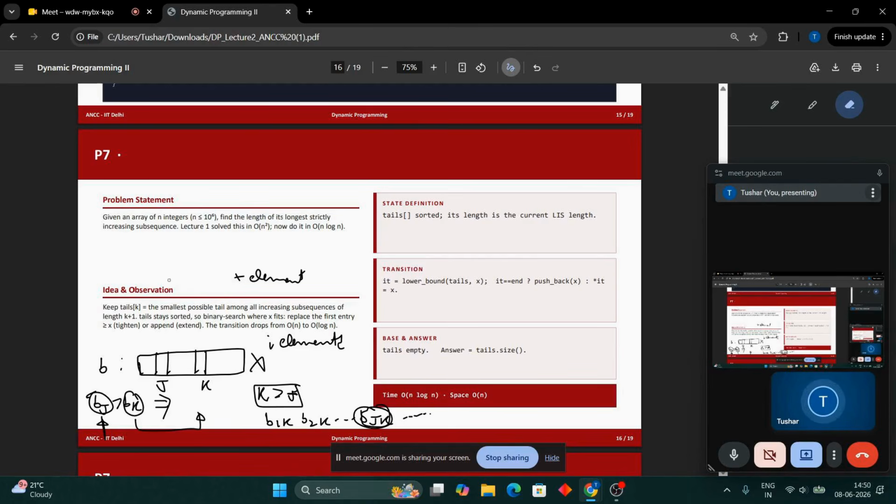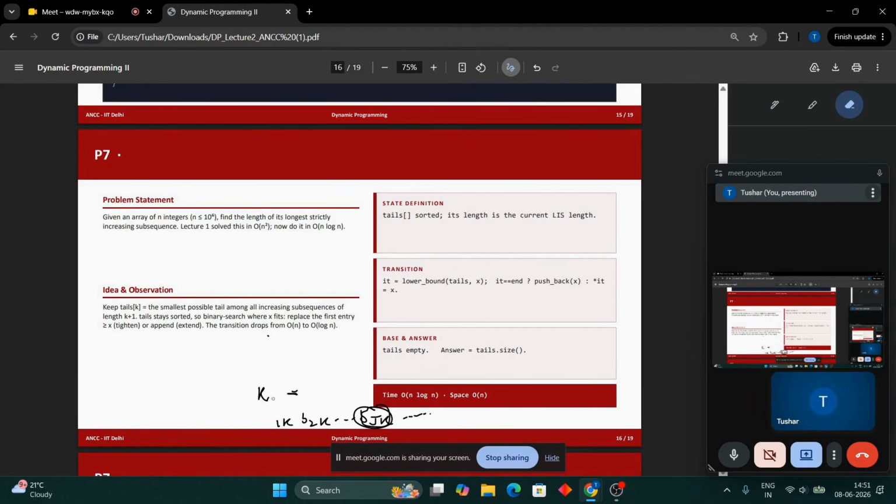And once we have this property, then we can update this array easily via a lower bound or a binary search, which makes the transition order log n. That's the main idea.